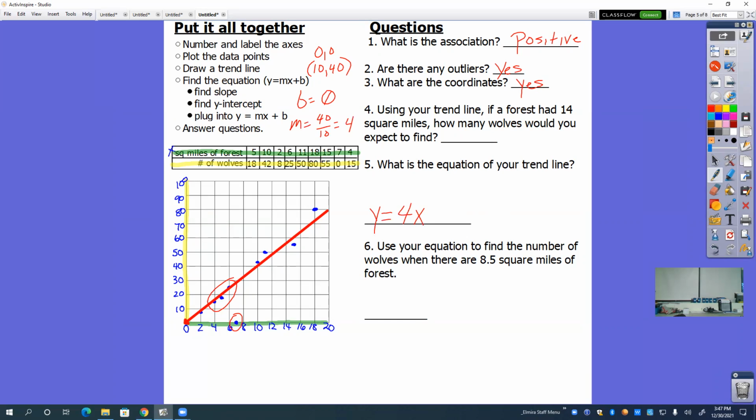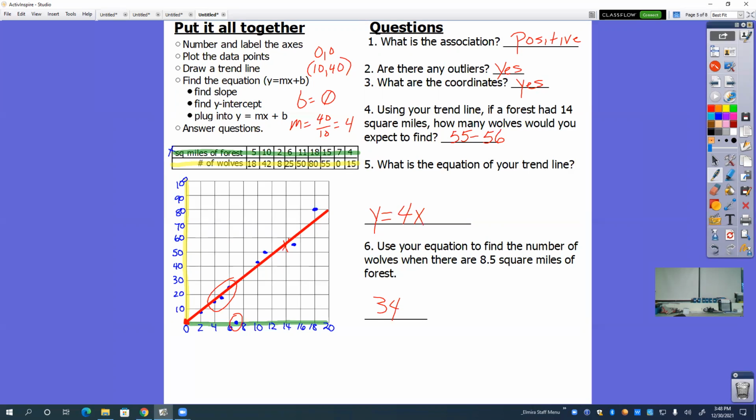Then answer the question, if a forest had 14 square miles, how many wolves? 14 up to about here. Roughly, I'd say 55 to 56 wolves, give or take, based on your estimation. And then use your equation to find the number of wolves when there are 8.5 square miles. So 8.5. Okay. So if y equals 4x, so 4 times 8.5 would be 34 wolves in that area.